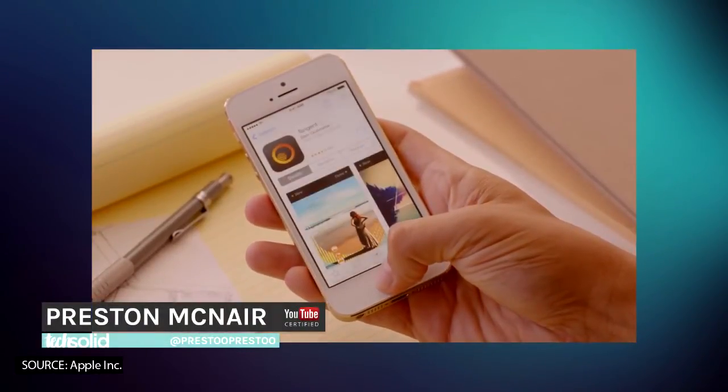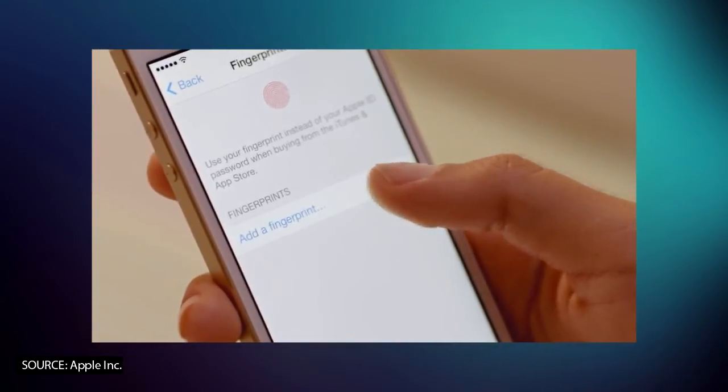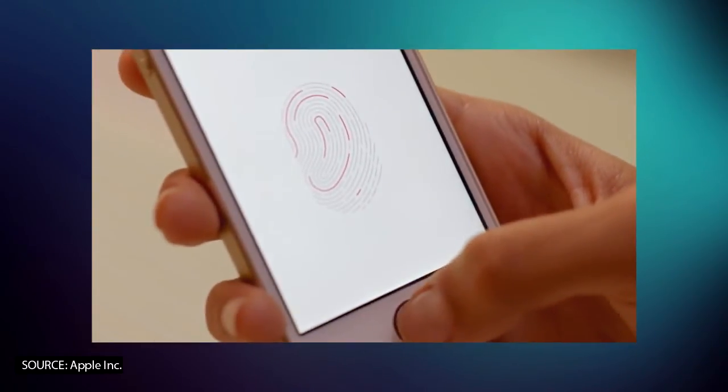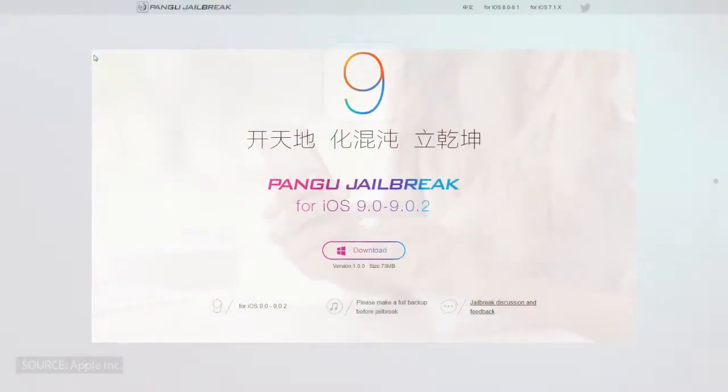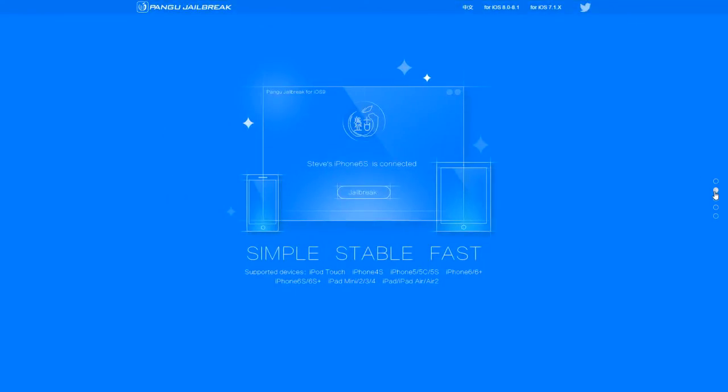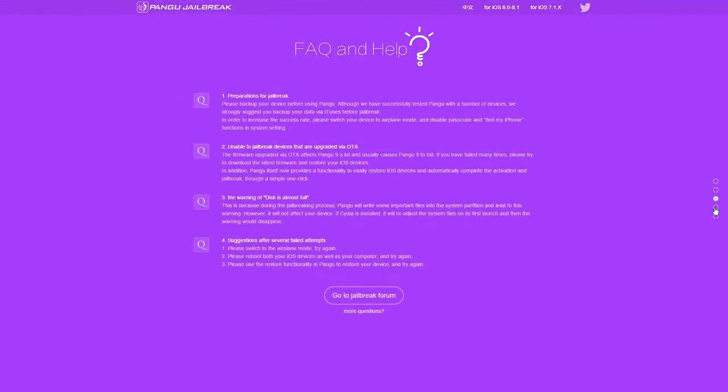I've seen a lot of iOS 9 jailbreak videos and articles pop up, but the most significant one came across to me this morning. Basically, Pangu, I'm probably pronouncing that wrong, released an untethered iOS 9 jailbreak for the iPhone, iPad, and iPod Touch. So this appears to be the most significant iOS 9 jailbreak version out there.